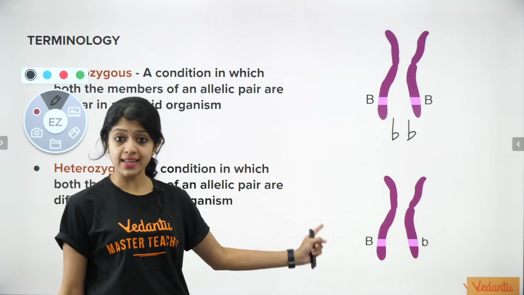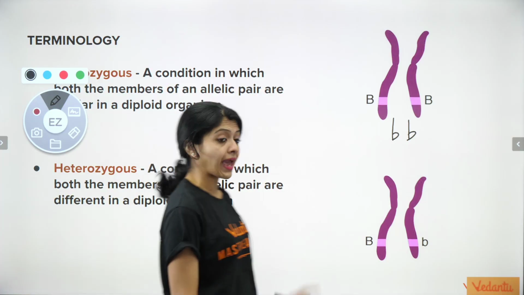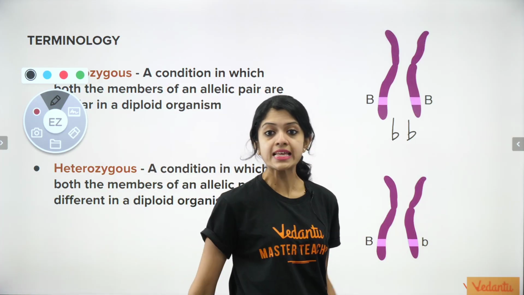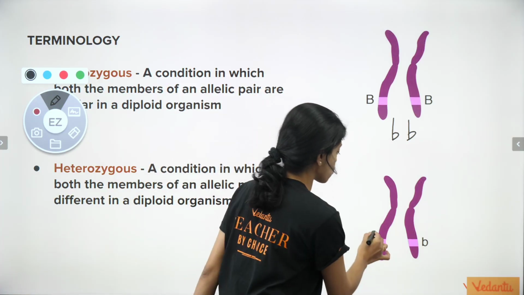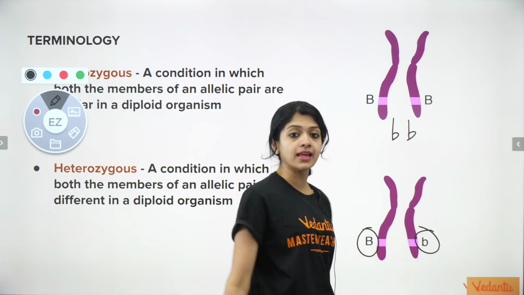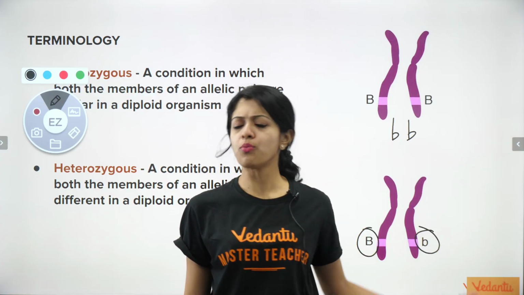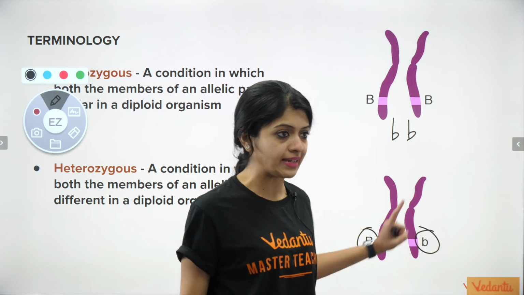Whereas when it is heterozygous, hetero means different, homo means similar or uniform. So you have one capital allele and one small allele, or one dominant allele and one recessive allele. Okay.